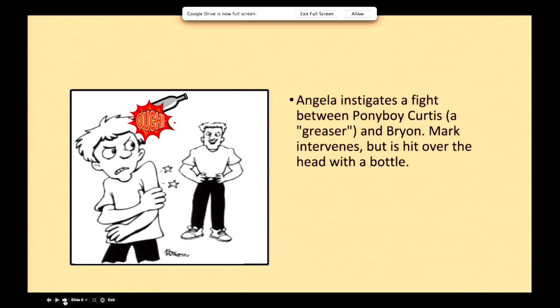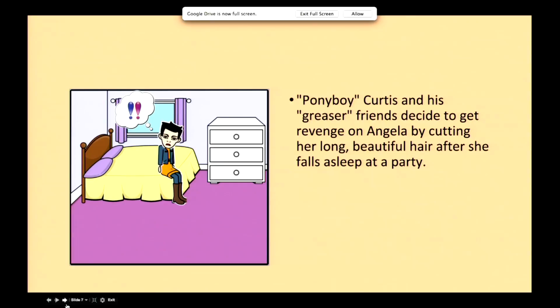Angela instigates a fight between Ponyboy Curtis and a greaser, as he's called in the book, named Brian. Mark intervenes, but he's hit over the head with a bottle. The bottle and the ouch and the two boys are courtesy of iClipArt for schools. Ponyboy Curtis and his greaser friends decide to get revenge on Angela, the young lady with the long black tresses, by cutting her long, beautiful hair after she falls asleep at a party.